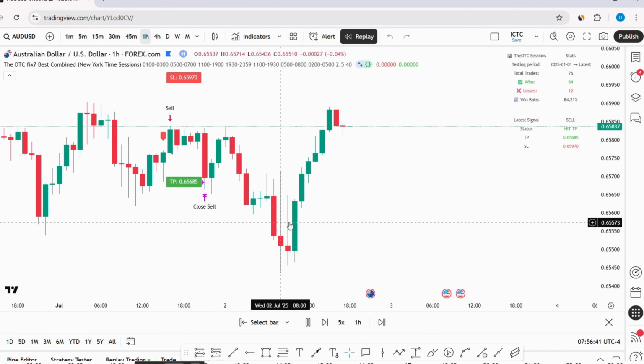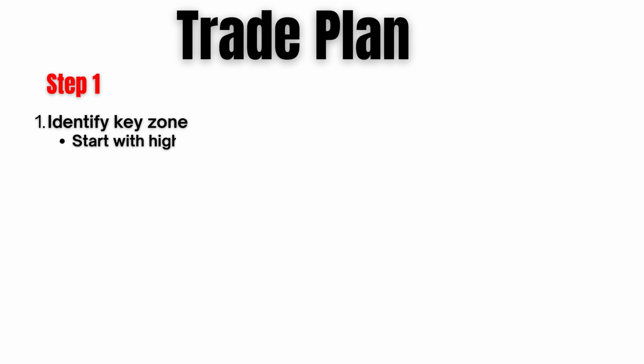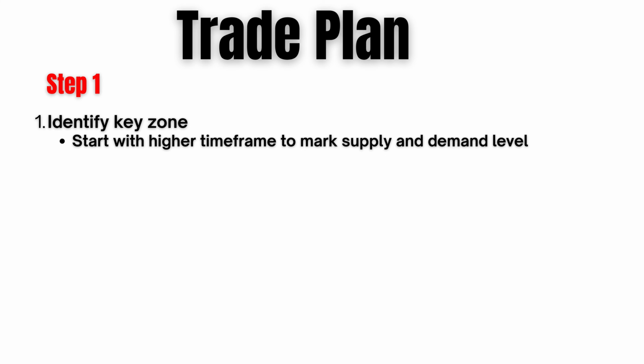Now let's turn these observations into a complete, repeatable trade plan. Step 1. Identify key zones. Start with the higher time frame, 4-hour or daily, to mark supply and demand levels.